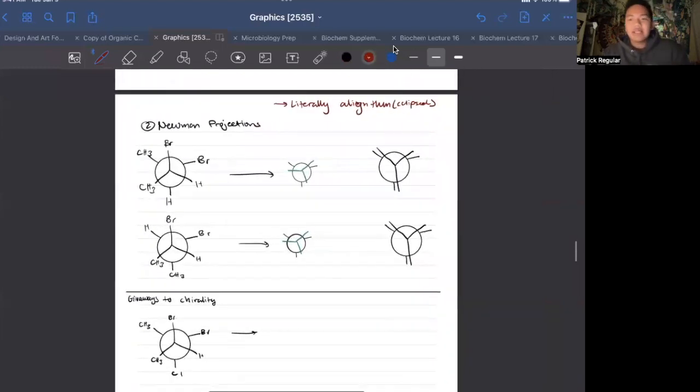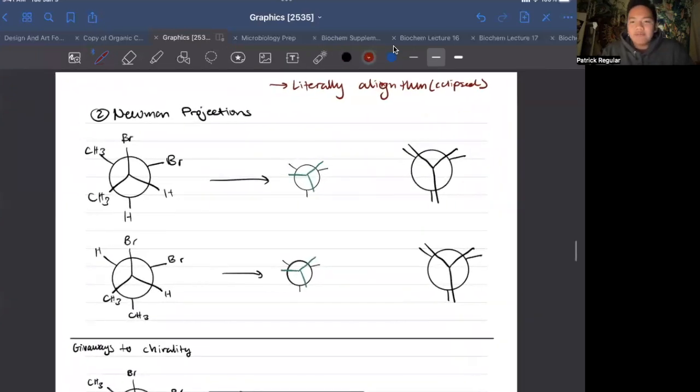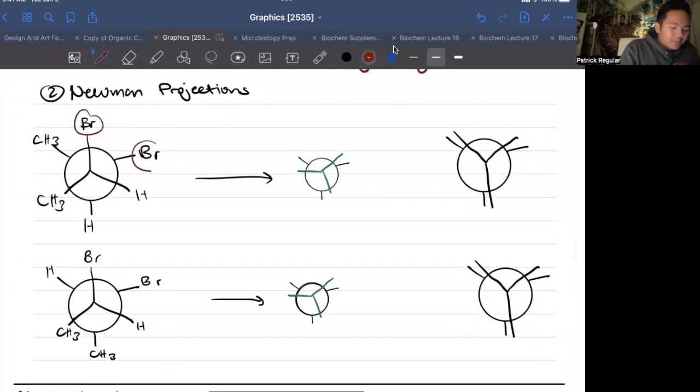Now let's take a look at some Newman projections. Now this one, it's easy to wrap your head around. The key to solving if this is chiral or achiral, you literally just spin them. You align them together so that they're eclipsed. I'm going to repeat that. You just rotate them so they're eclipsed. That's it. Okay.